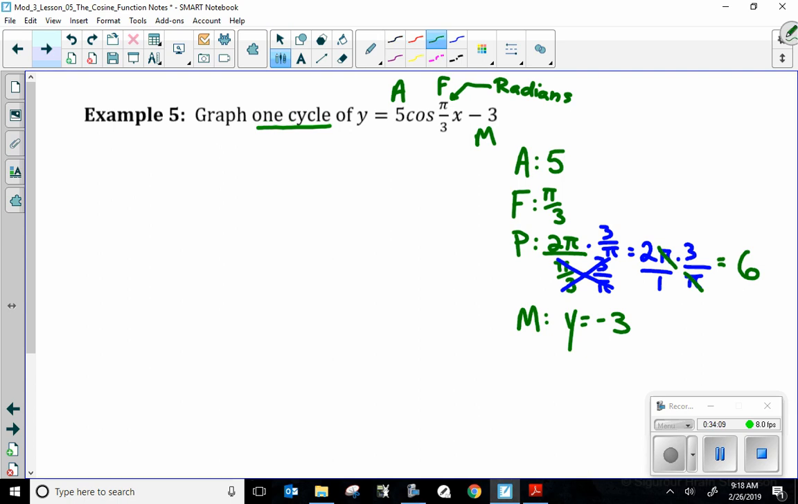Oh, and last but not least, it is cosine, and it's not negated, so it's gonna look like this now. Okay, it's not the S for sine. We're still dealing with just cosine. So let's graph this bad boy.